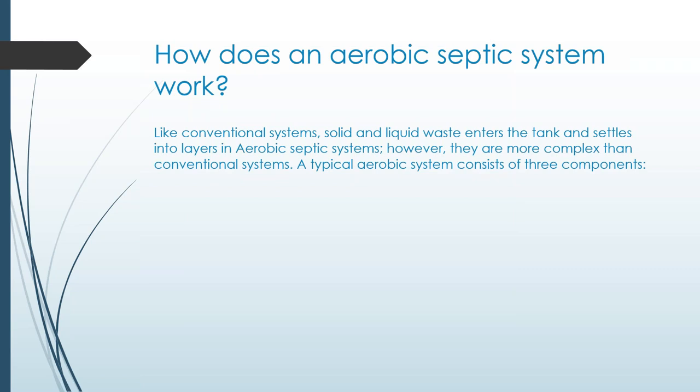How does an aerobic septic system work? Like a conventional system, solids and liquid waste enter the tank and settle into layers in an aerobic septic system. However, they are more complex than conventional systems. A typical aerobic system consists of three components: a trash tank, a pump tank, and a treatment plant.